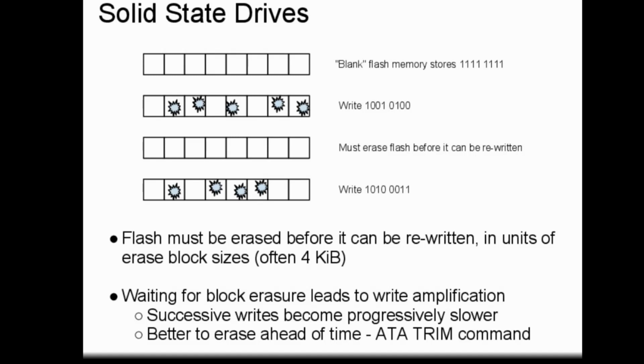Generally, I must erase flash memory in the size of an erase block, and this is typically 4 kilobytes. Waiting for this block erasure procedure causes something called write amplification, where successive writes to an SSD become progressively slower. To avoid this problem, we typically erase the SSD ahead of time whenever space has been freed on it. And there's an ATA command called trim that facilitates this process.